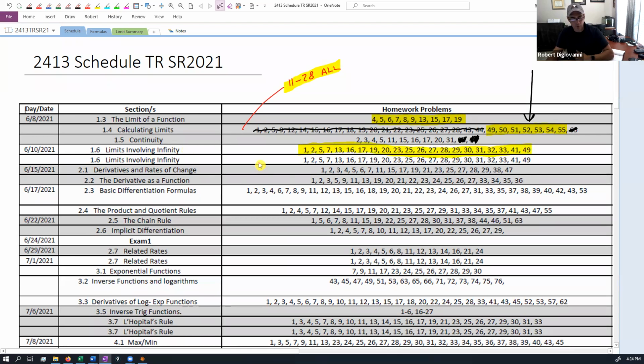In 1.6, this is the same assignment, so it's the exact same thing. It's out of the same section. So everything in yellow there is what you should be working on for when we meet again. You want the 1.5, the 2, 3, 4, 5, 11, 15, 16. Oh, I missed that one, yes, sorry. Yeah, let me see. See how you do with it.